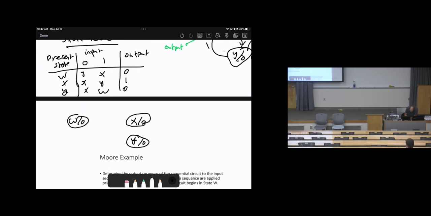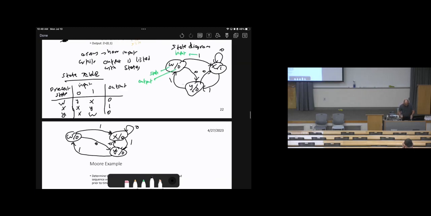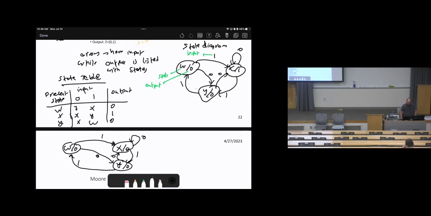We are at W. If the input is 0, it will go to Y. If the input is 1, it will go to X. For the X, if the input is 0, it will remain at X. If the input is 1, it will go to Y. Then in Y, if the input is 0, it will go back to X. If it is 1, it will go to W. Okay? Then compare this with this one, they are exactly the same.